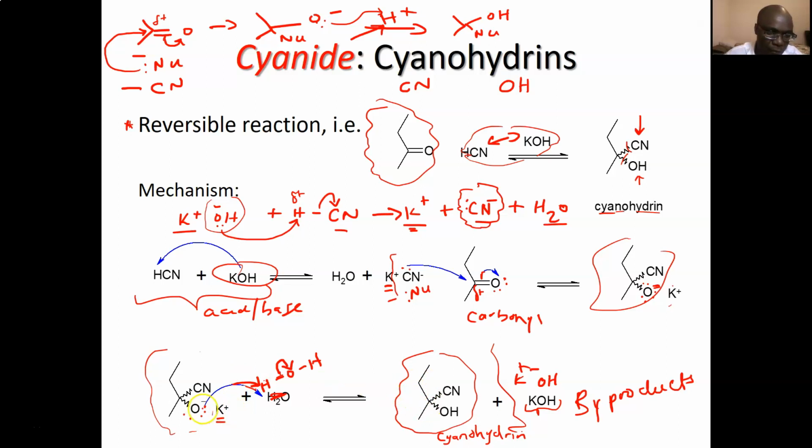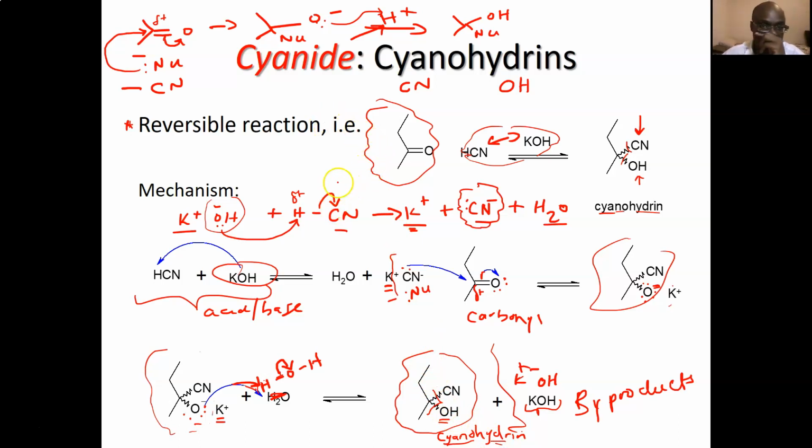So you will have taken your O negative, the lone pair, to attack the hydrogen, to deprotonate the hydrogen from the water. You get OH minus, which combines with K plus to give you KOH. In turn, you protonated your oxygen to give you OH. So you have the CN part, the OH part. The CN part is cyano, the OH part gives you the hydrogen, so it's called cyanohydrin.